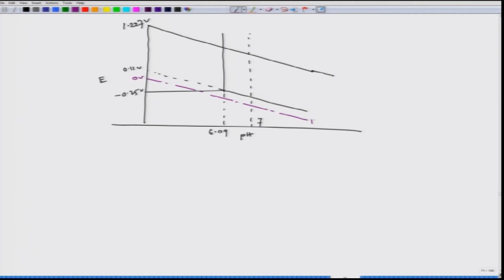This is basically the hydrogen line. Below this line we have hydrogen evolution, and this we call the oxygen line. Above that we have oxygen evolution, and between this, let me draw it, between this we get H2O.